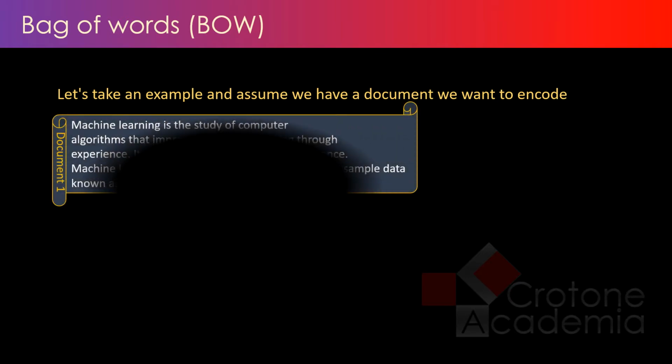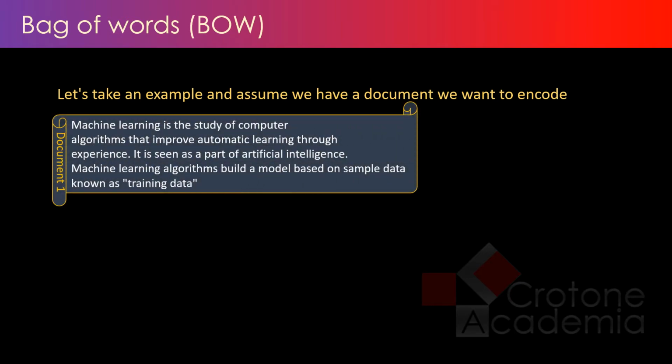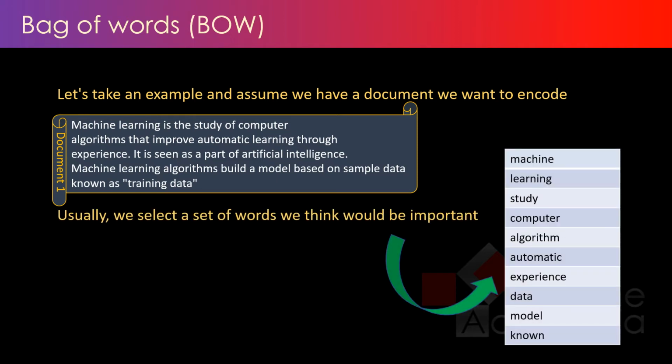Let's consider bag of words representation. As an example, assume we have a document. Usually we select a set of words we think would be important as shown in the previous example, which we called as a corpus. Here we have selected 10 words in our corpus. When we put them in the corpus, disregarding the order of those words, we call it a bag of words, as things get shuffled when we put anything into a bag.